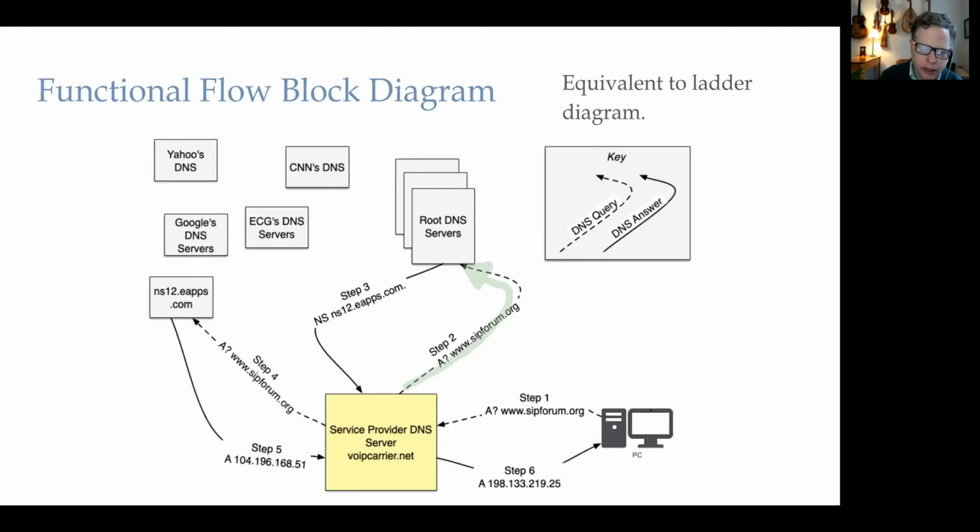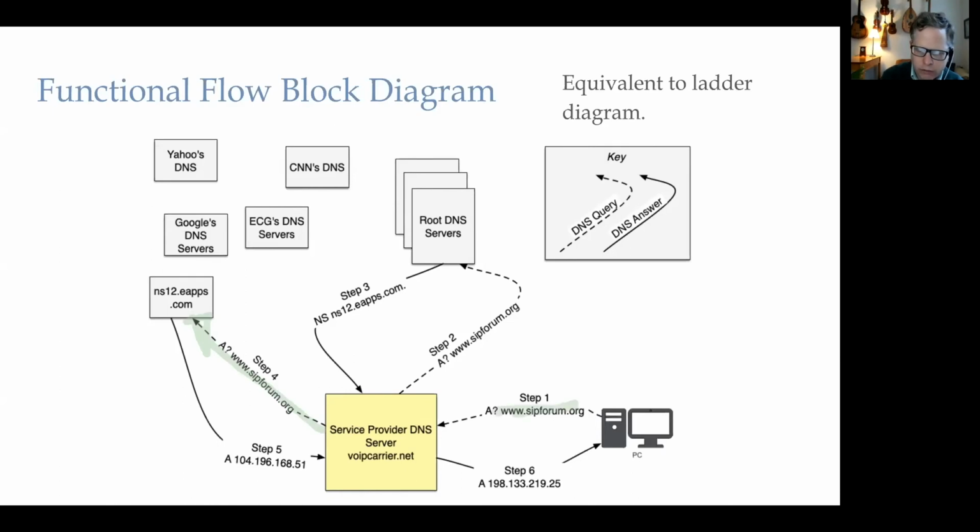So it sends the same query off. The root DNS server replies with an NS record, name service record, that shows that it's hosted at ns12.eapps.com. And notice that this goes back to the VoIP carrier's DNS server. So it's not going immediately back to the original PC. And then step four is that we do a DNS lookup over to that ns12.eapps.com for the same query.